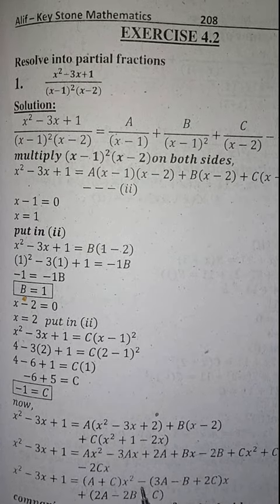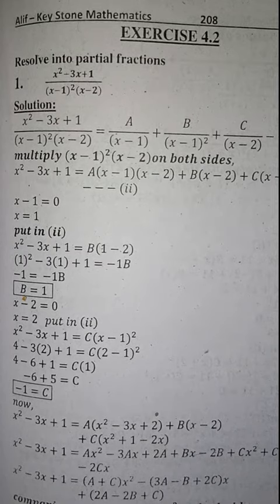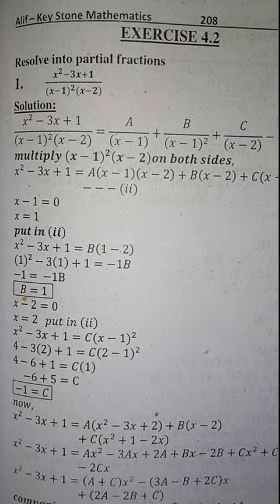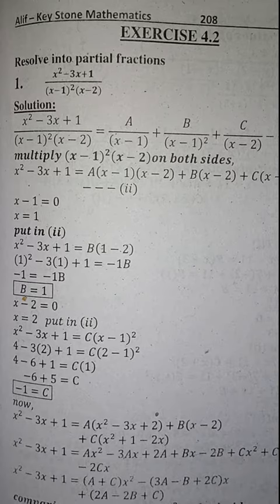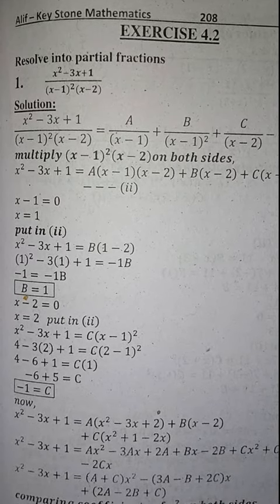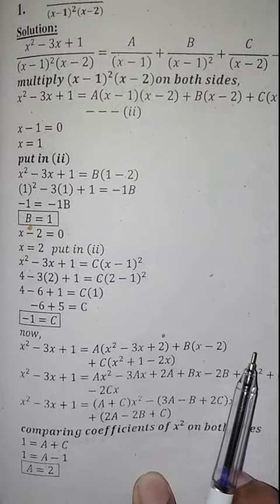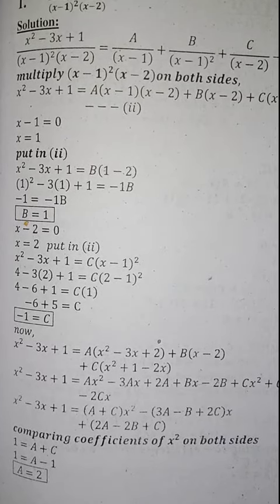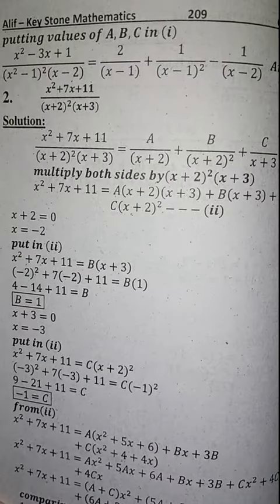Comparing coefficients of x square, x and the constant on both sides, we get 1 is equal to a plus c and 1 is equal to a minus 1. So a is equal to 2. Now we get the values of a, b and c.